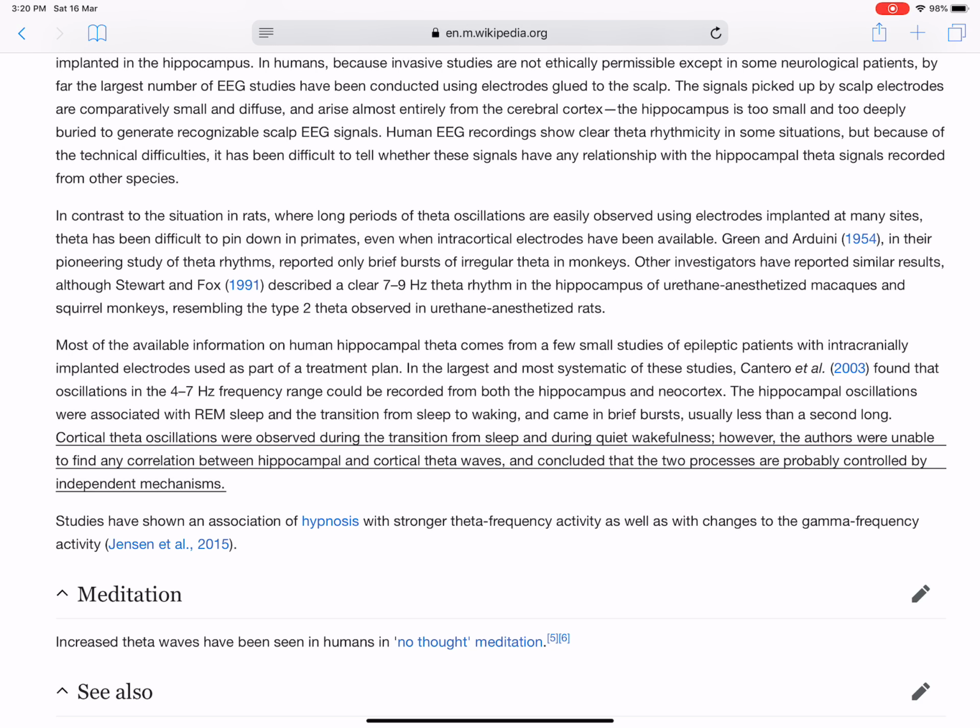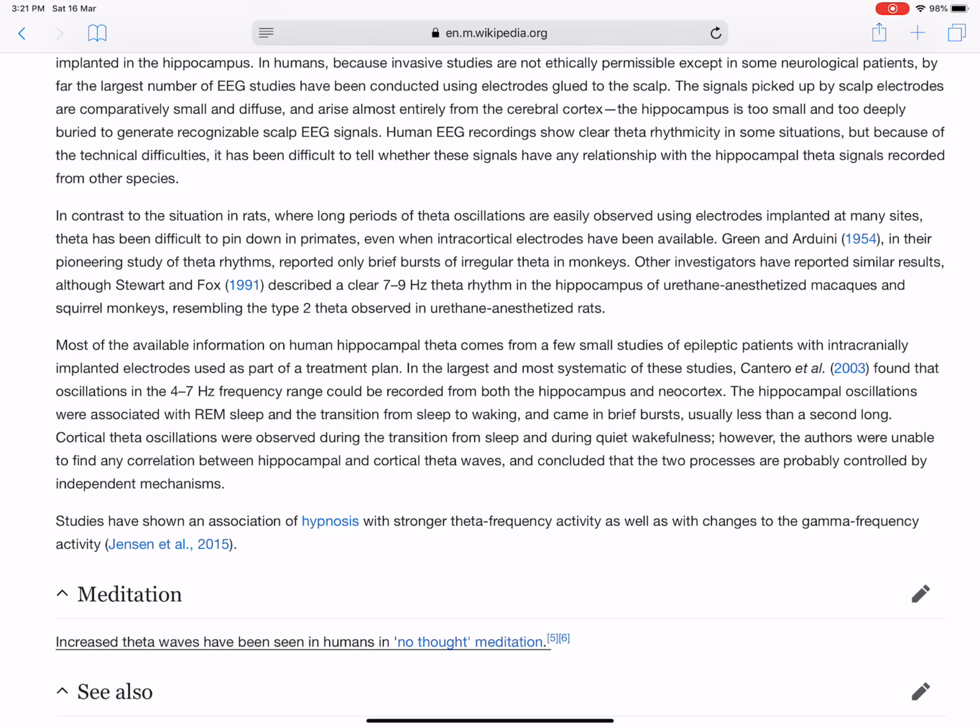Studies have shown an association of hypnosis with stronger theta frequency activity as well as with changes to the gamma frequency activity. Jensen et al. 2015. Meditation. Increased theta waves have been seen in humans in no-thought meditation.